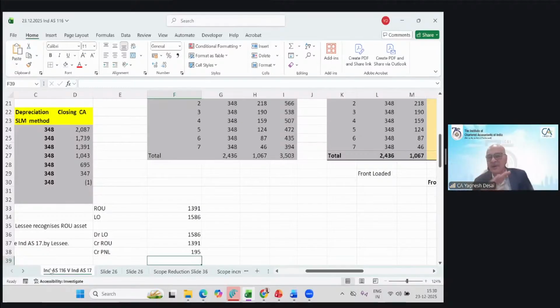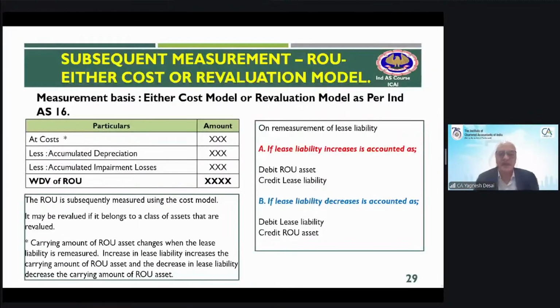Rightly or wrongly, let's not go into that. But it is cancelled at the end of year 3. So I should de-recognize my lease obligations by debiting, and I should at the same time de-recognize my right of use asset. Difference is recognized in income statement. Here is a case of the profit. It could be a case of loss also. Okay, sir? All right. Carrying amount of ROU asset changes when the lease liability is remeasured. We have seen an example.